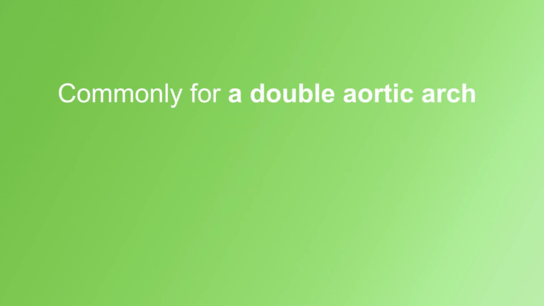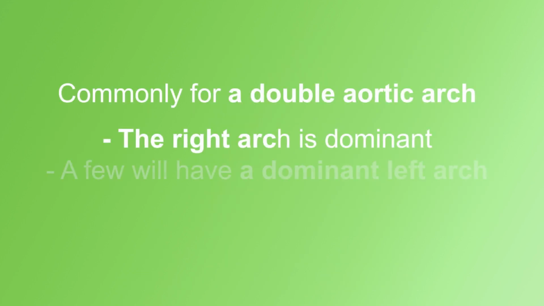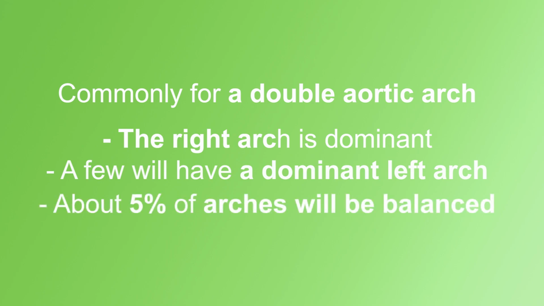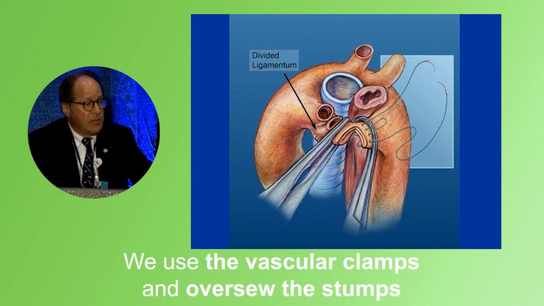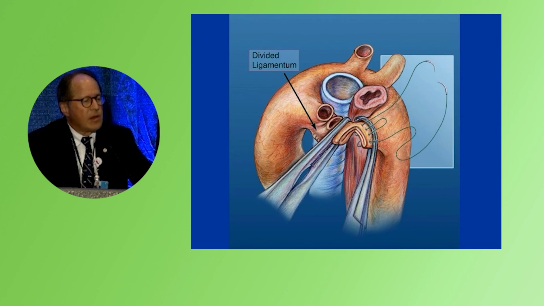Commonly for a double aortic arch, the right arch is dominant. A few will have a dominant left arch, and only about 5% of arches will be balanced. Repair of this pathology includes a small muscle-sparing left anterolateral thoracotomy. We use the vascular clamps and oversew the stumps, and that's what it looks like when we get done.